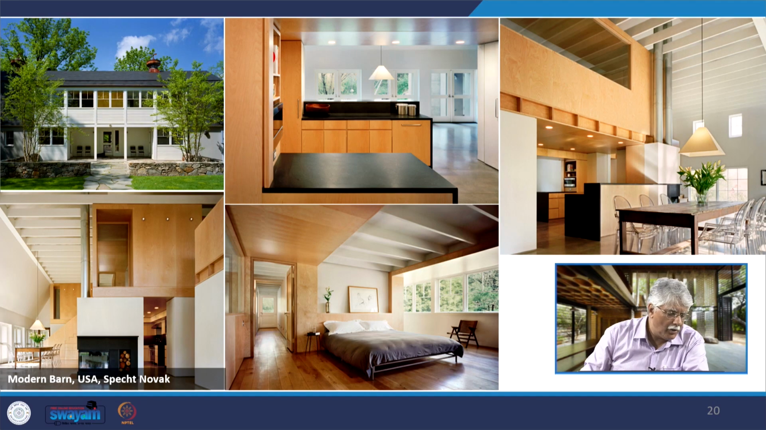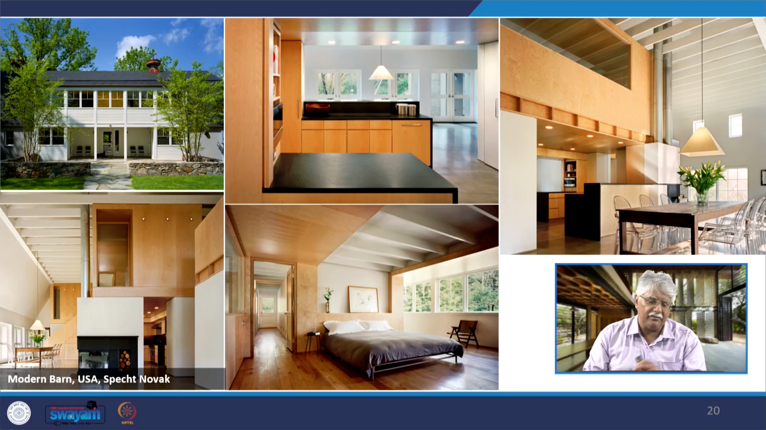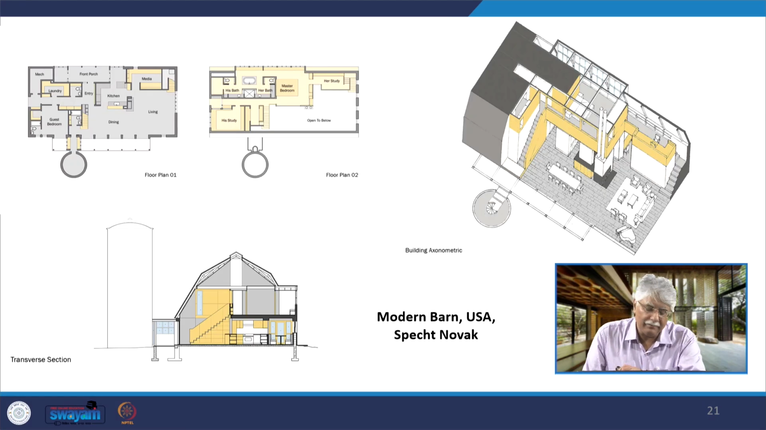This is an example of an old barn house which you see here that has been converted, adaptively reused, into this house. These are the plan, the section and the axonometric of the house, showing how wonderfully we can adapt it.